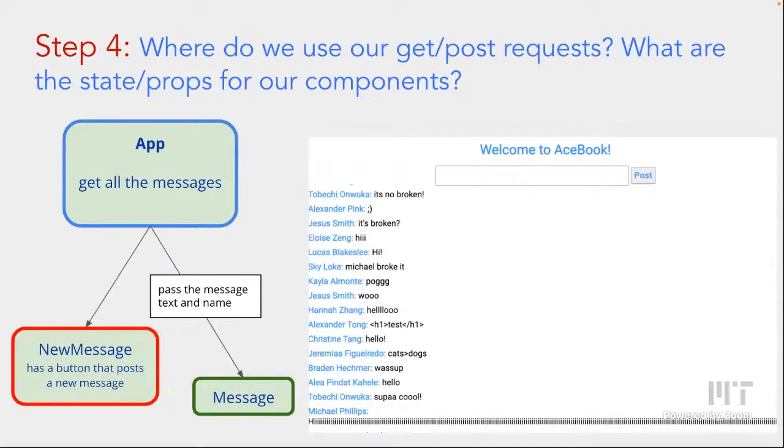And then we need all of the messages in each message component. So it probably makes the most sense to just get all the messages in our app component and then pass each individual message down to its own message component. Are there other ways to organize this? Yeah, probably, but this made the most sense to me. So that's how I chose to organize it.